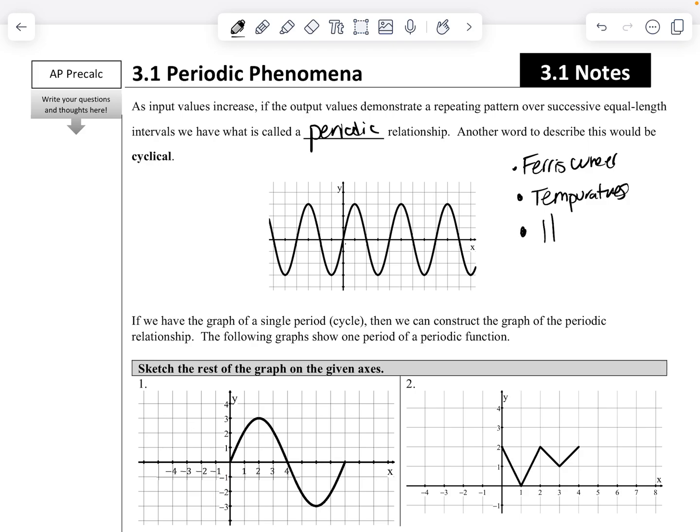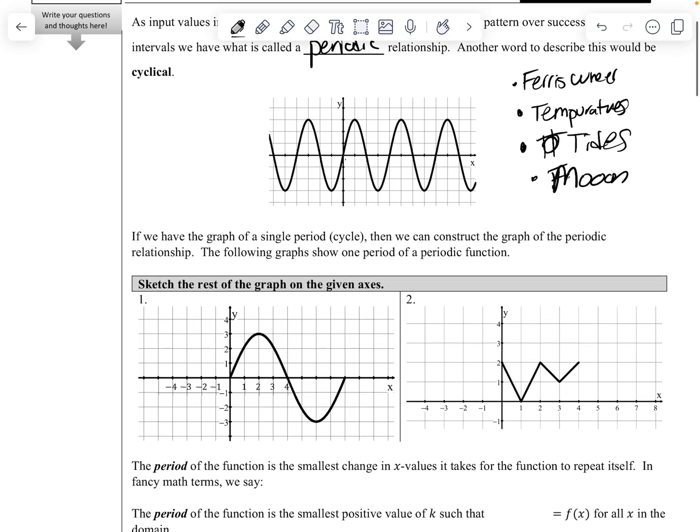You could also think of tides, like a tide in the ocean going in and out. You could think about the phases of the moon, where we go from no moon to full moon to no moon to full moon. All of these are periodic relationships.